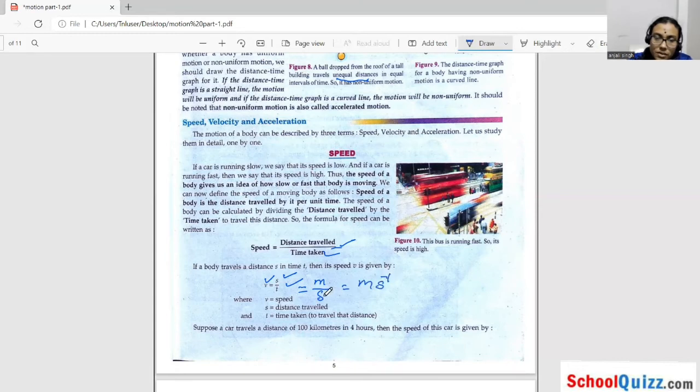Whenever a quantity goes from the downside to the upside, you can see the power will be -1. The power should be converted into minus. I think you read exponents and powers in class 8th. So I think everyone knows the SI unit will be meter per second. Clear?